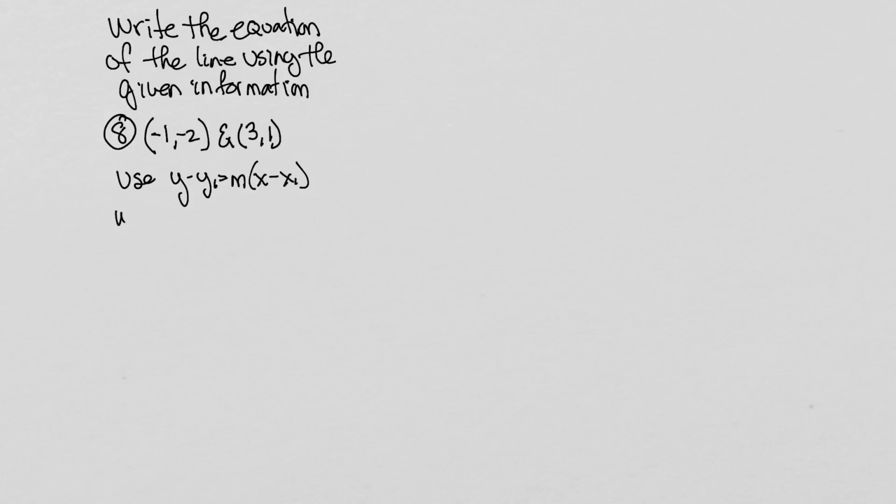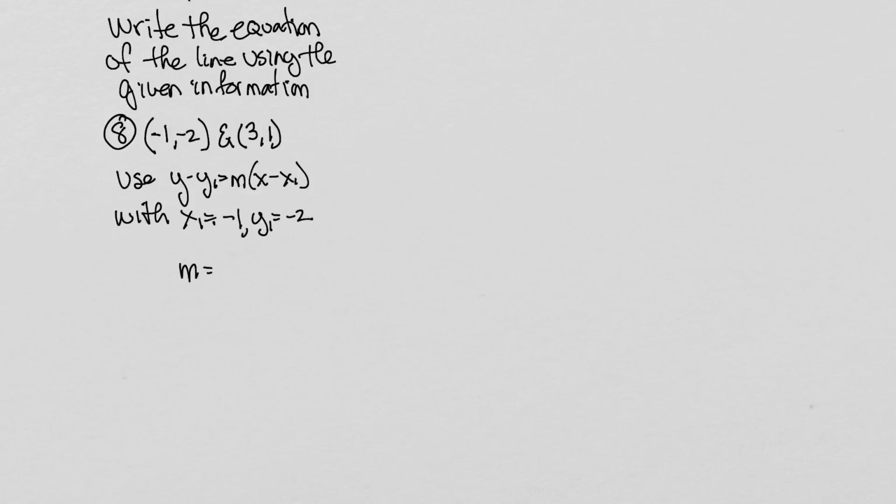And we're going to use that with x1 equaling, now I'm going to read left to right. So I'm just going to read this as x1 being the first x that I see, which is negative 1. So I'm going to use negative 1. And then y1, the first y that I see is negative 2, so I'll use a negative 2. And then we need to get the slope.